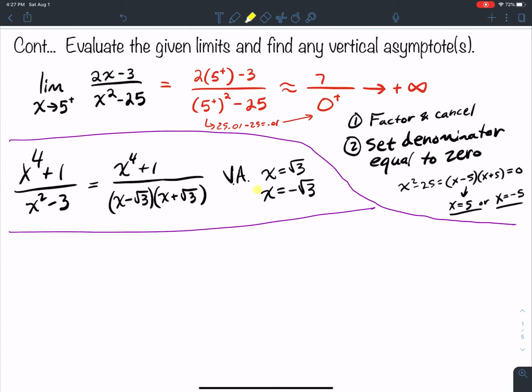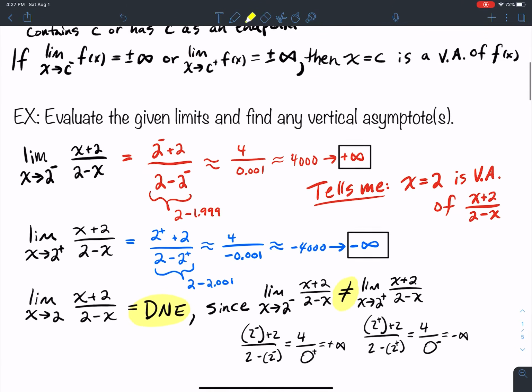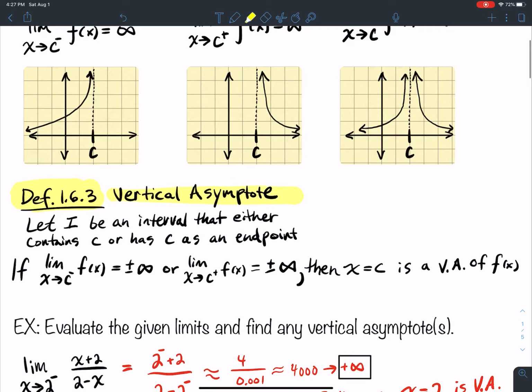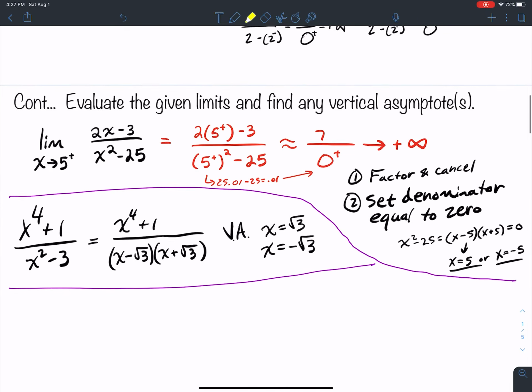Just make sure that you show the work using your left- or right-handed limits. Remember, the definition for a vertical asymptote involves doing a left-handed limit or a right-handed limit, depending on which one might be easier for you, okay? And then if that limit is plus or minus infinity, you've got a vertical asymptote at that point.